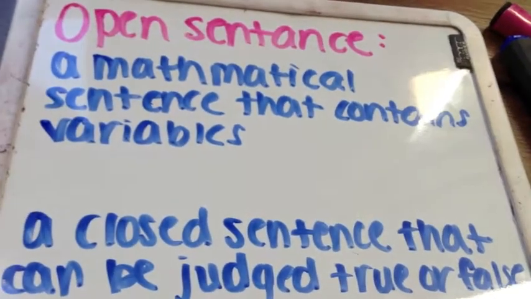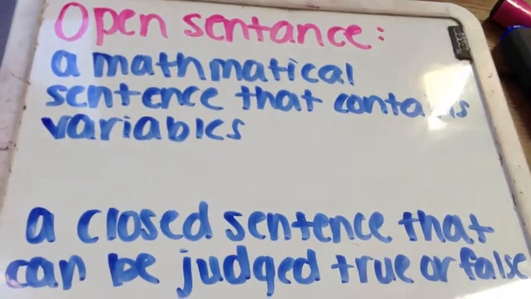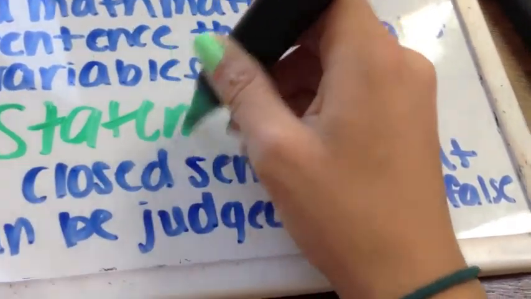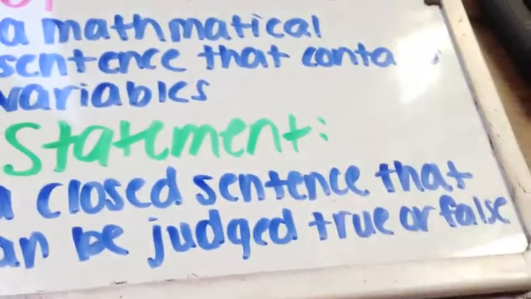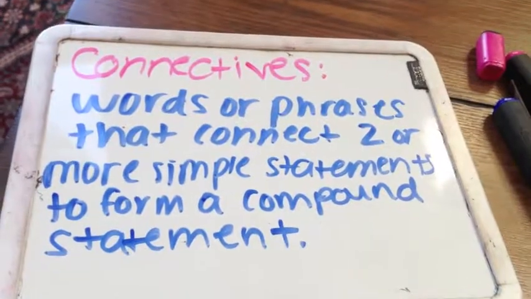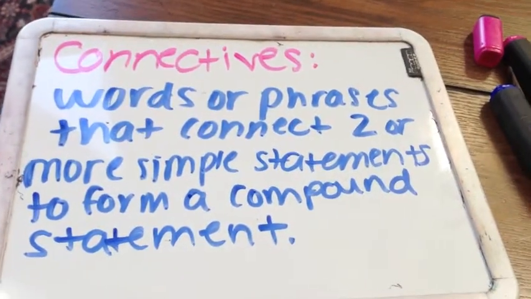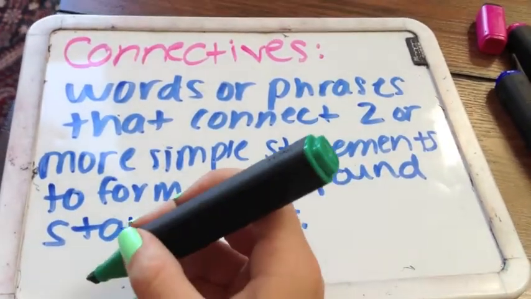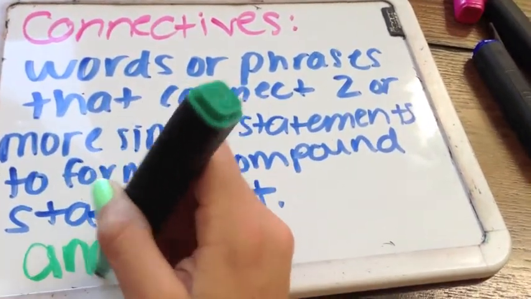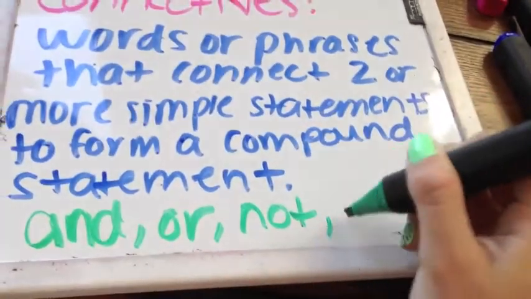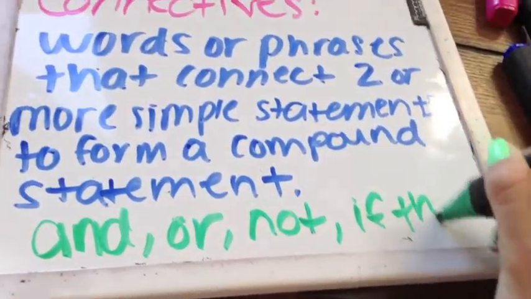An open sentence is a mathematical sentence that contains variables, whereas just a statement is a closed sentence that can be judged true or false. Connectives are words or phrases that connect two or more simple statements to form a compound statement. Some examples are words like and, or, not, or if then.